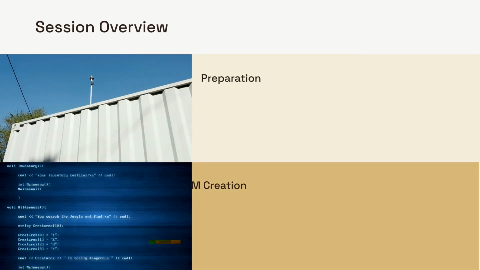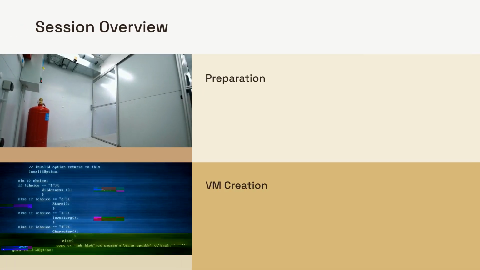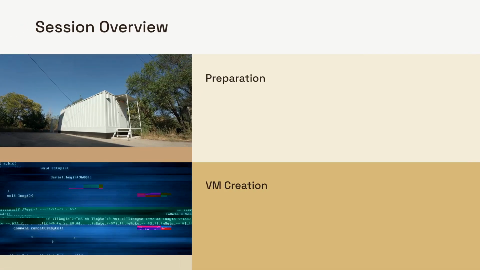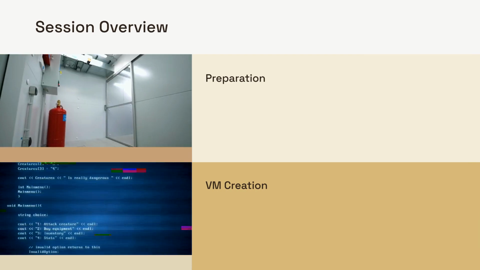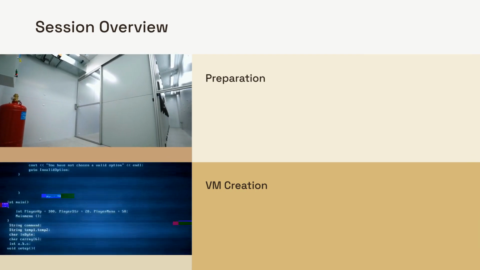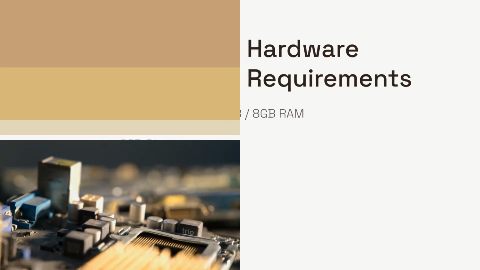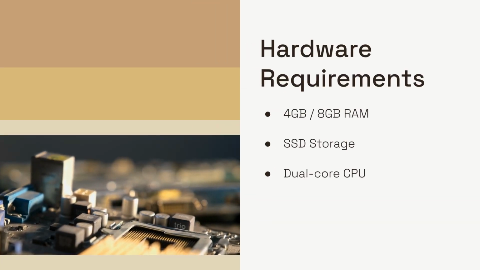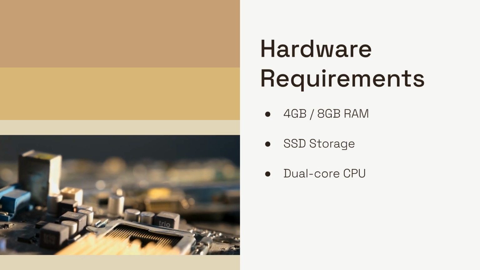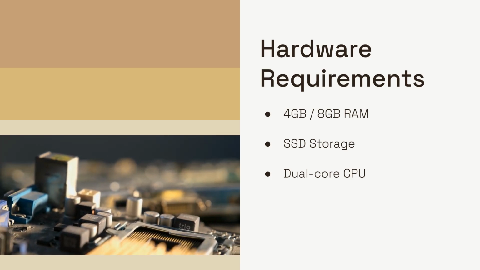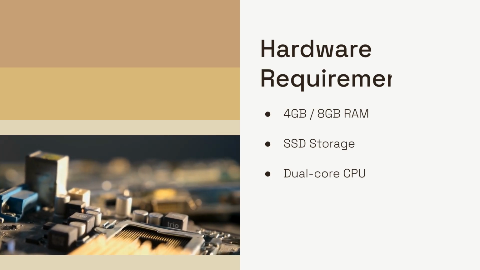In this session, we cover 4 key steps: system preparation, downloading the RHEL 10 ISO, configuring virtualization software, and finally, creating your first Linux virtual machine. For optimal performance, we recommend a minimum of 8 GB of RAM, SSD storage for fast I/O, and a modern dual-core processor to handle the virtual machine effectively.